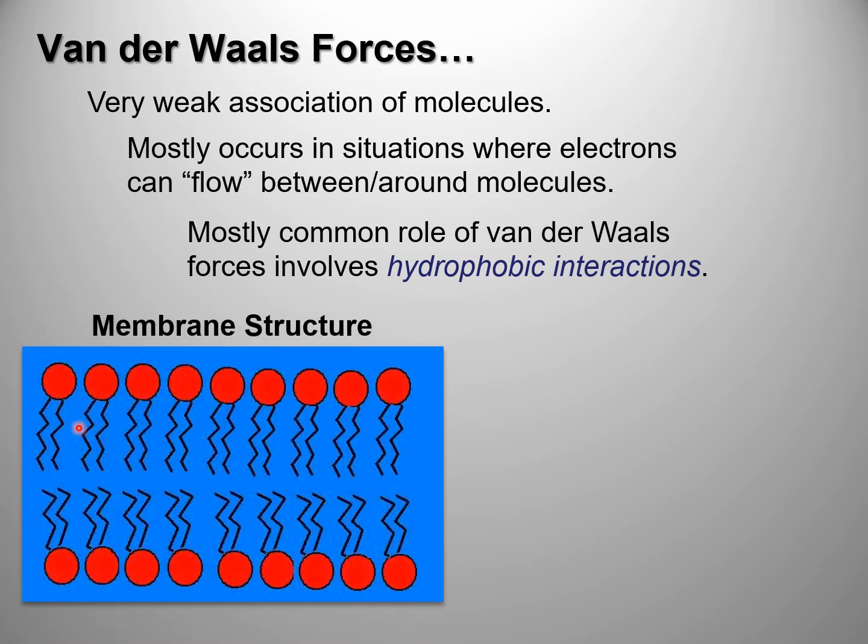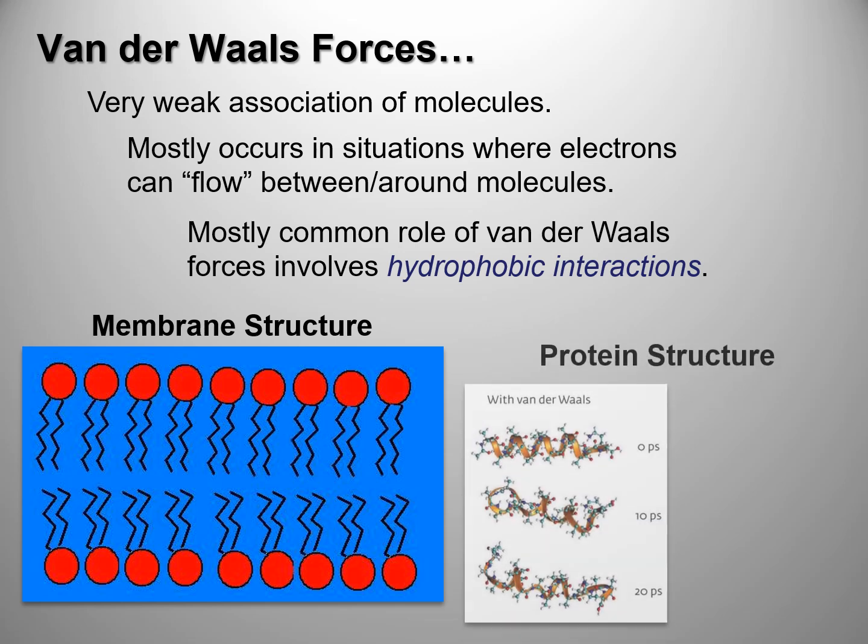For instance, these fatty acids that are depicted in this membrane structure, this phospholipid bilayer, we have these polar head groups. These are more attracted to water and hydrogen bonds and so forth. But you have these non-polar fatty acids that are attracted to each other because the electrons can flow between them. That's that hydrophobic interaction. We're going to talk about this from time to time, especially in chapter 5 with the membrane interactions and so forth.